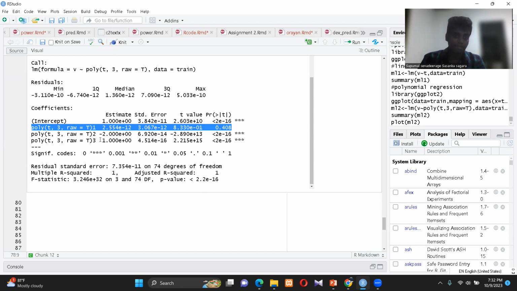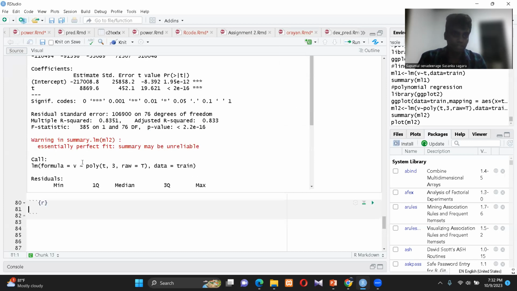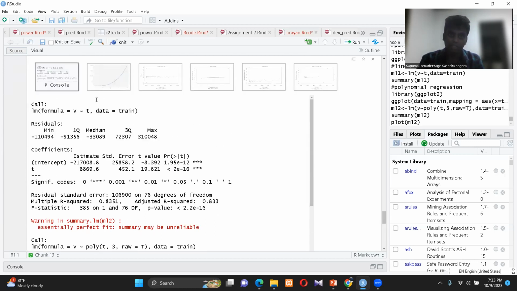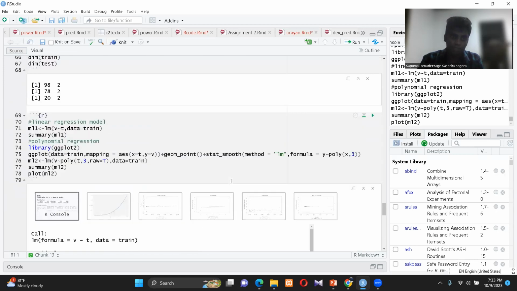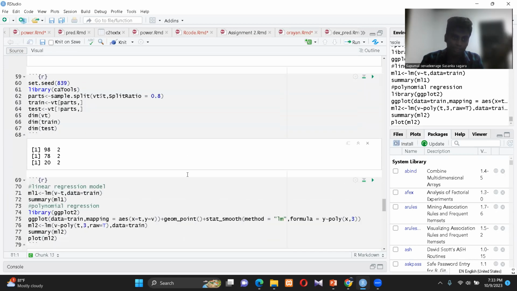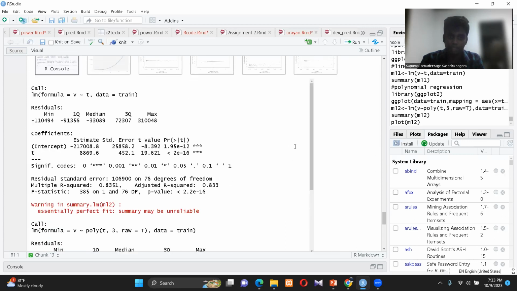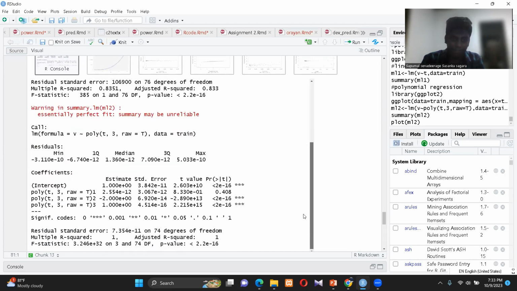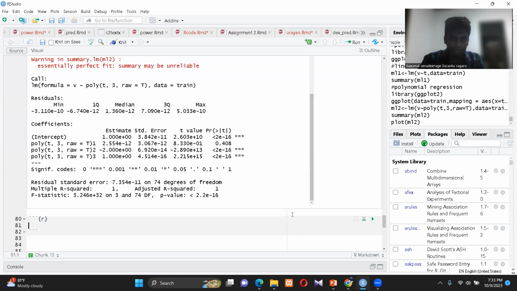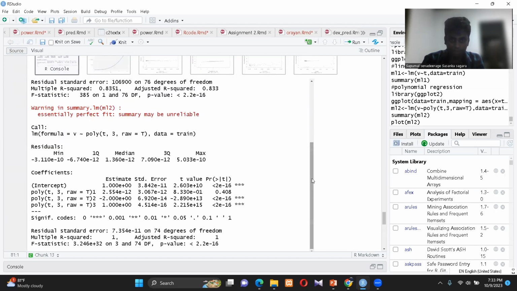So we can say t cubed minus 2t squared plus 1 equals v, right? Okay, so I am trying to compare here. Now you can see when we compare these two models, according to the summary of the earlier model and the summary of the current one, you can see the difference, right?